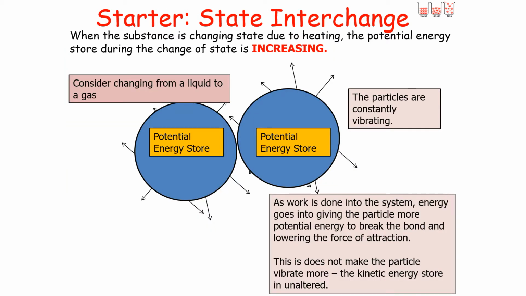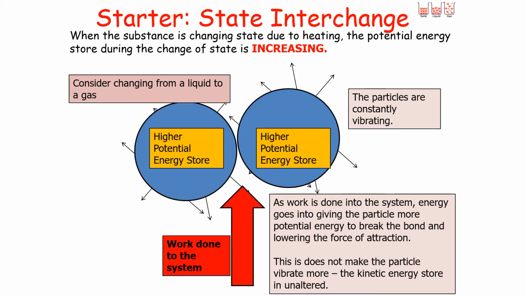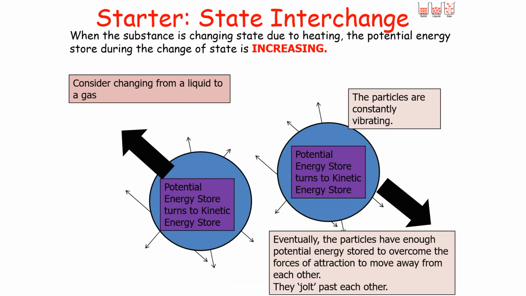So when a substance is changing state due to heating, the potential energy store of the object will increase in the change of state. So as work is done into the system, energy goes into giving the particles more potential energy to break their bonds and lower the forces of attraction, such as going from a liquid to a gas. Now this doesn't make the particles vibrate anymore because the kinetic energy store is unaltered. So when you put work into the system, it will cause the potential energy store to increase, which causes the objects to separate.